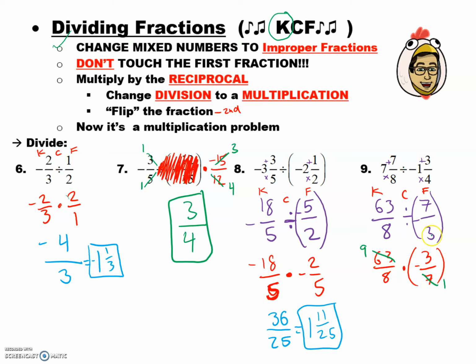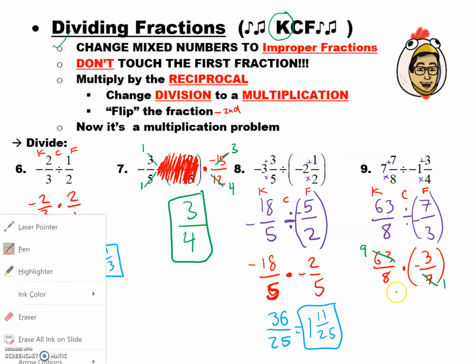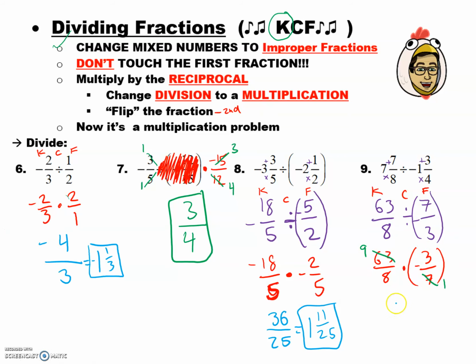And now we have to multiply straight across, just like we did in the multiplication rules. 9 times negative 3 is 27. I'm going to switch to blue because I want to. 27. 8 times 1 is 8. And of course, this one's going to be negative because same sign positive, different sign negative.